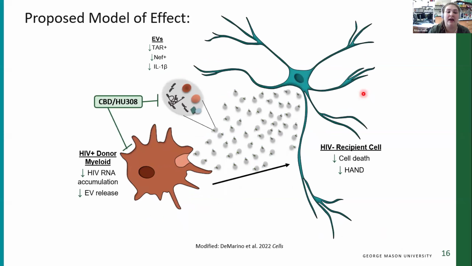And we're hoping that these cannabinoids, both CBD and HU308, can help to reverse this by decreasing the viral RNA within the myeloids, decreasing the EVs that are being released from the myeloids, and then decreasing some of those harmful viral components in the EVs themselves to prevent that cell death and symptoms associated with HAND.